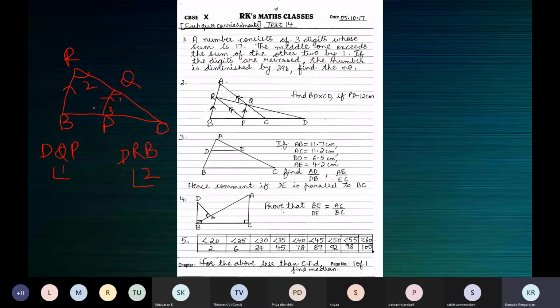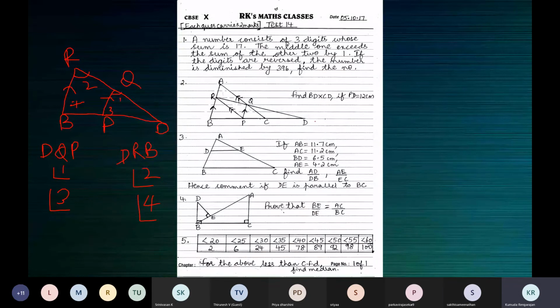This is 3, this is 4. What do we have next? Angle 3 is equal to angle 4. Why? Corresponding angles are equal. Now then, aren't the two triangles similar by AA similarity criterion? Yes, ma'am.